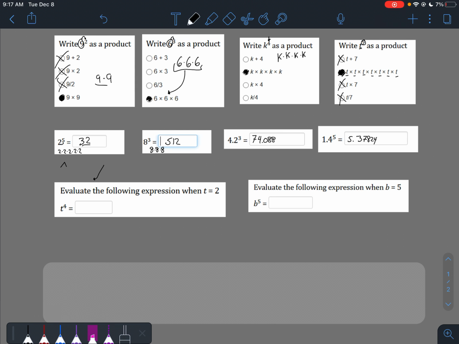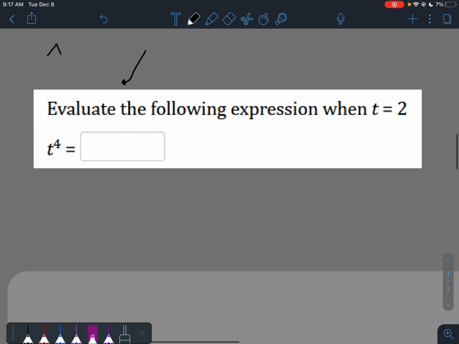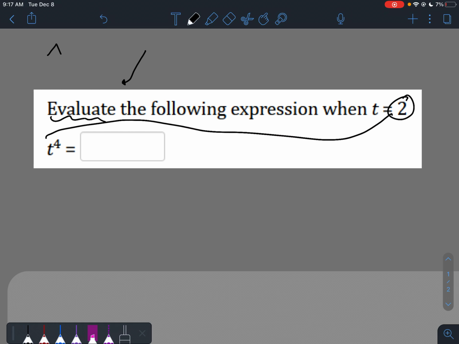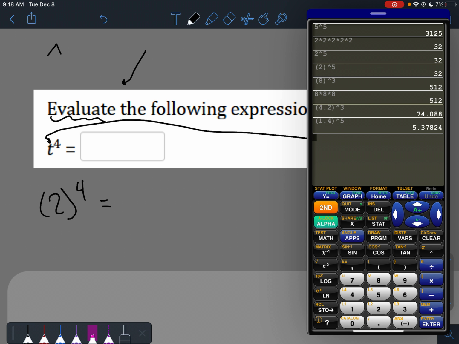Last piece of the puzzle here, evaluate the following expressions. This, as we've been doing all along, anytime you're told to evaluate with something, you take that number and you plug it in. So this is going to be 2 to the fourth, and we want to find out what that 2 to the fourth equals. So you could say 2 times 2 times 2 times 2, or you could say 2 to the fourth, and it's going to land you at 16.